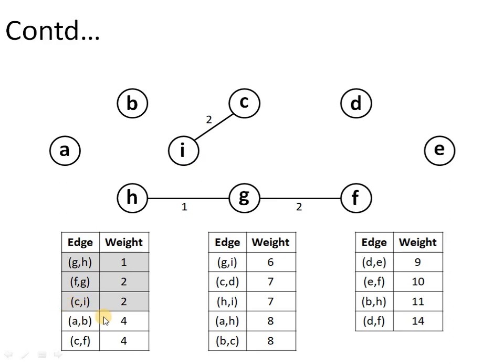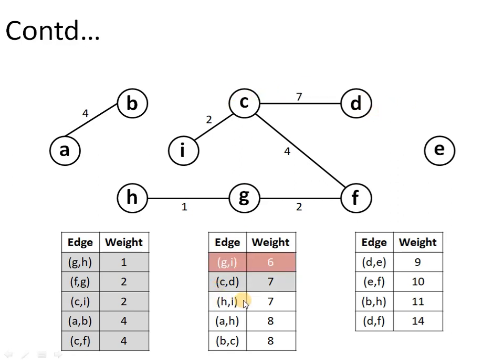Then we have AB, again different trees. So we will keep this edge. Then we have CF. Again they both belong to different trees. So keep it. Then we have GI. So G as well as I belong to the same set or the same tree. So we will discard it. That means we will not keep this edge in the minimum spanning tree. Then we have CD. So C and D belong to different trees. So we will keep the edge CD.